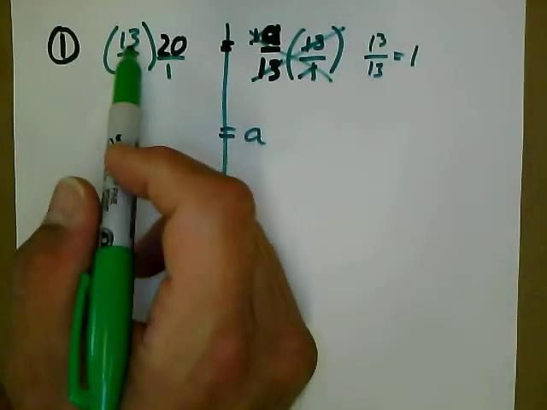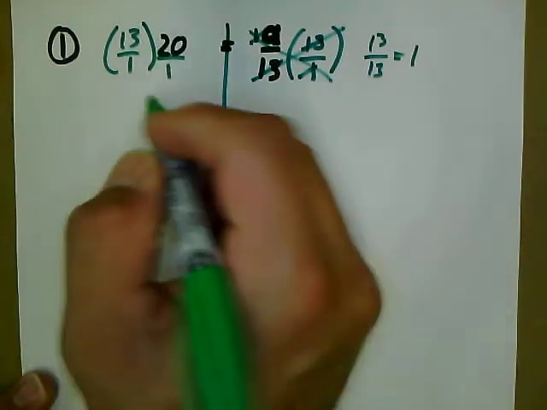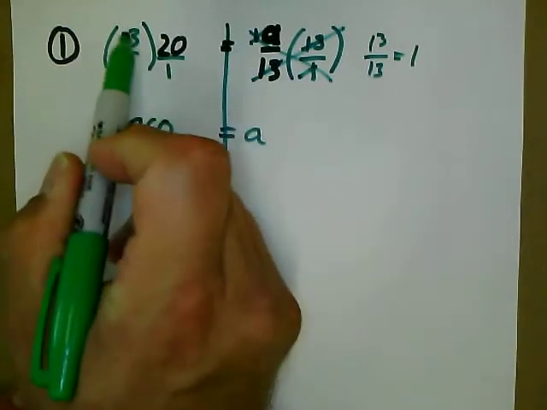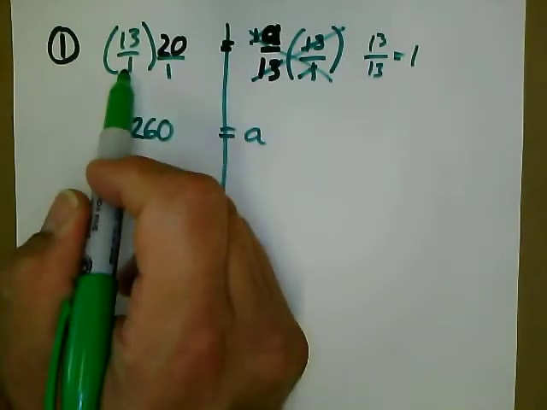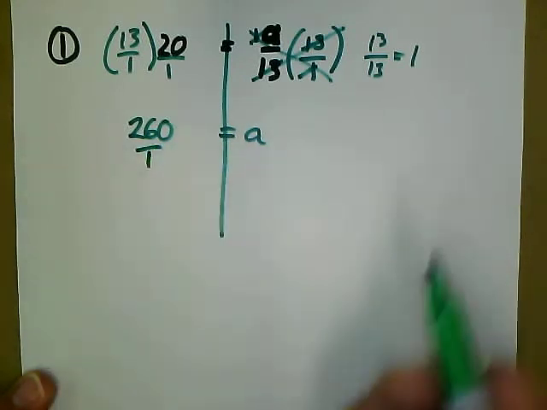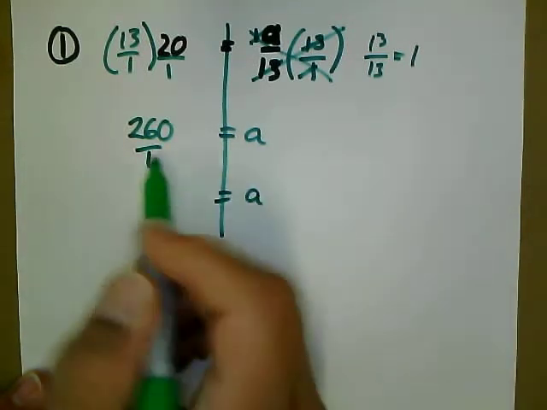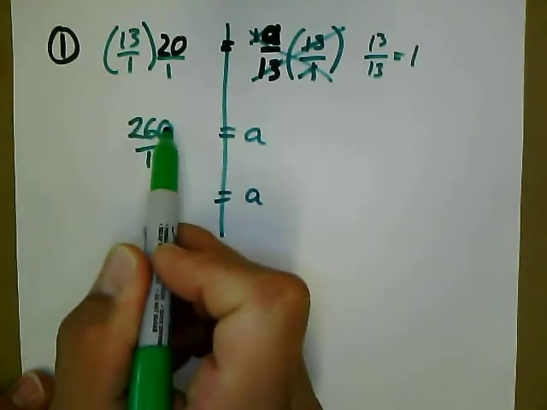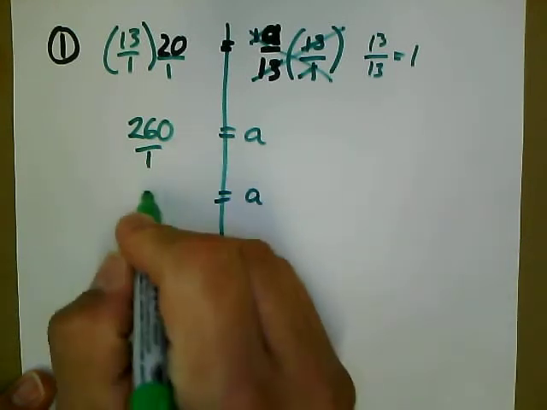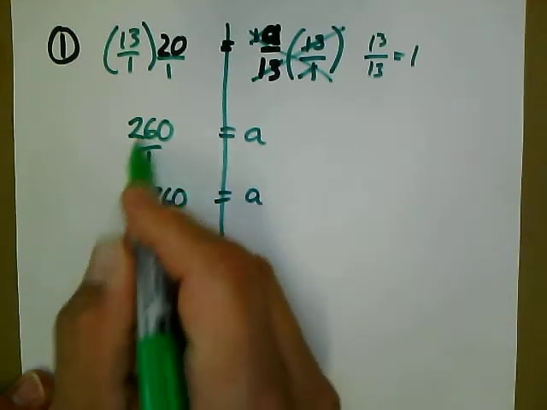Anyway, here we go. So 13 times 20 is 260. We're multiplying the numerators, then we multiply the denominators. 1 times 1 is 1. And in essence, 260 divided by 1 is 260. Any number over 1 is just itself. Okay, there's the first one.